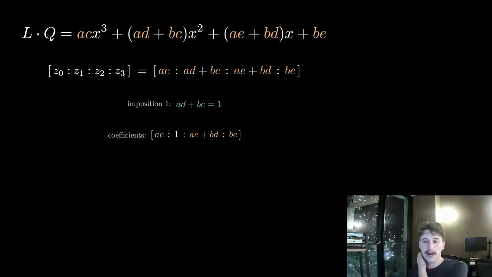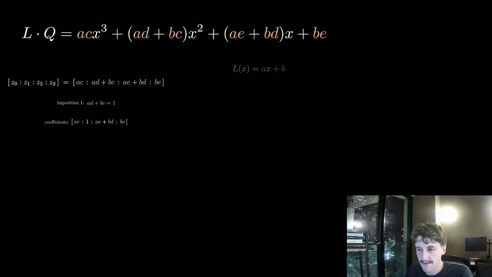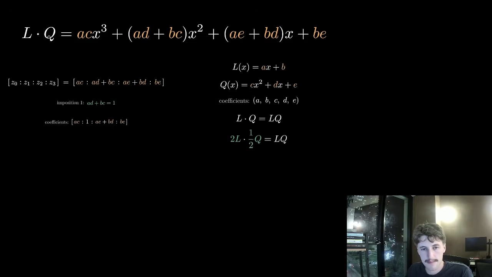Since LQ is a combination of L and Q, 2L times half Q will have the same output as L times Q. And the coefficients could be scaled to 2A, 2B, half C, half D, half E. And that's an extra degree of freedom that we don't want, because this scaling factor could be any amount, and we'll call this variable lambda. So we need to add another imposition to ensure that we only take the set for one value of lambda. To do this, we use a tool called a resultant between L and Q.